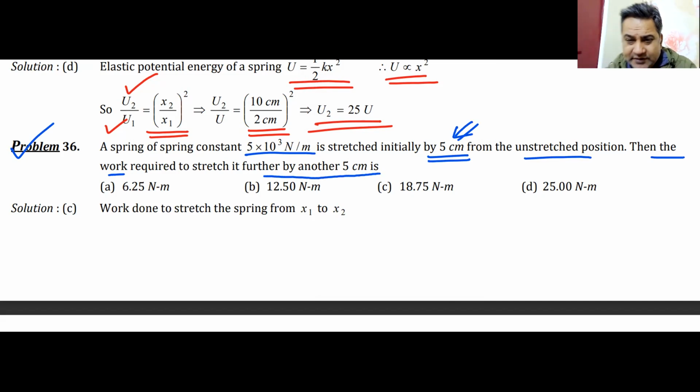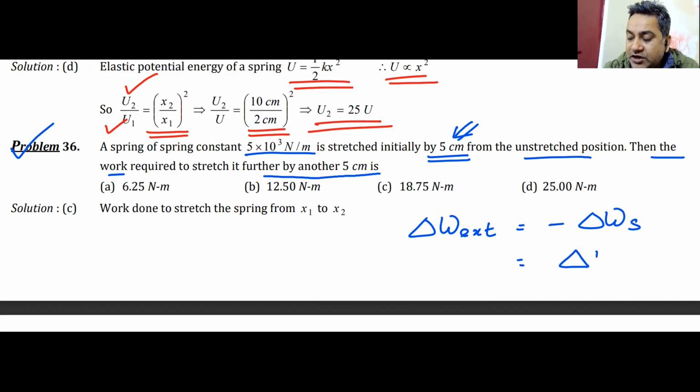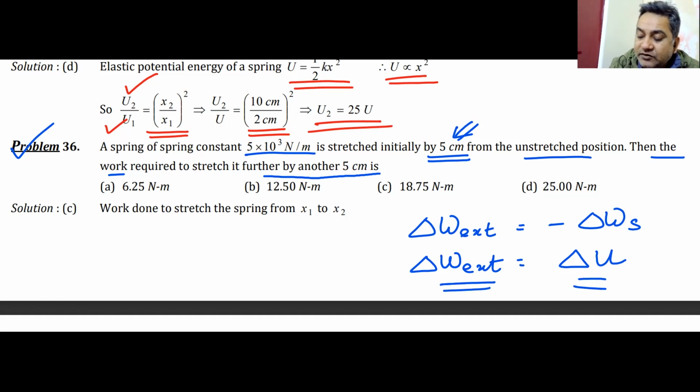Remember, this is not the work done by the spring. This is work done by the external force. And remember, work done by the external force is negative of work done by the spring. So in this case, it will be equal to the change in the potential energy. There is no negative sign, as you can see from here. Work done by the external force is simply equal to change in the potential energy, final potential energy minus initial potential energy. That is what you need to calculate. Calculate it, get your answer, stay happy.